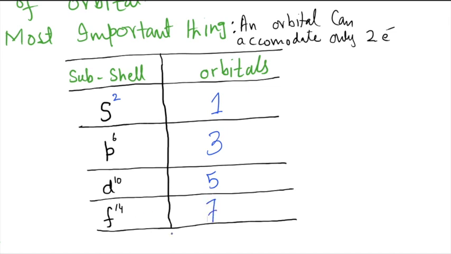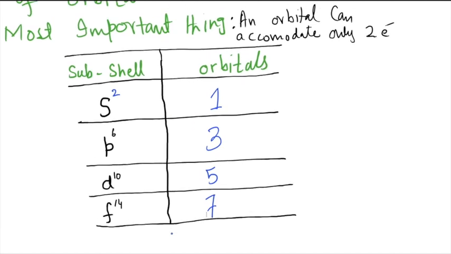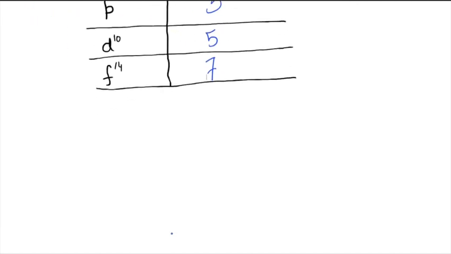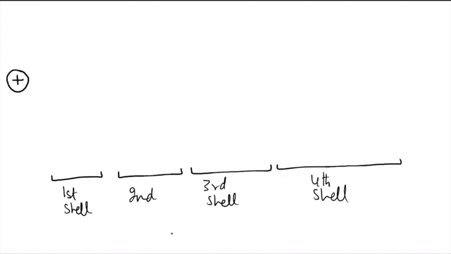So this is the relationship, or comparison, between the subshell and orbital. I can draw another picture for this one. This is the nucleus and this is the first shell. In the first shell, one subshell, S, is present. This is the second shell, and in the second shell, 2 subshells are present, S and P.